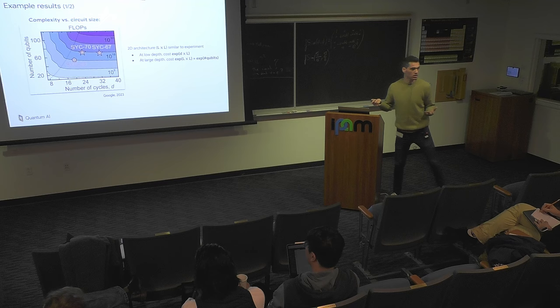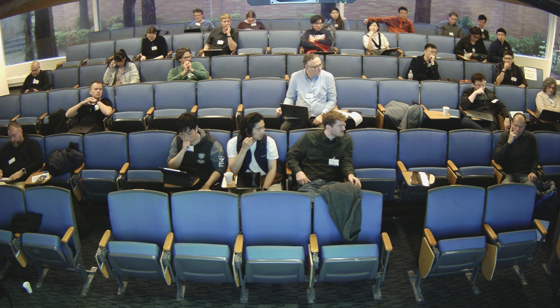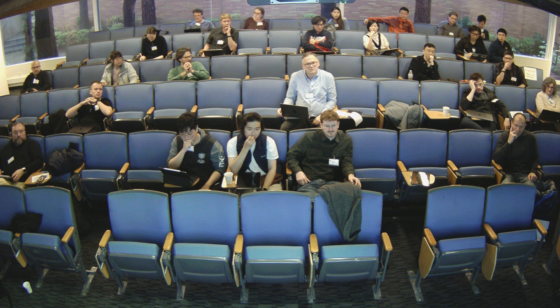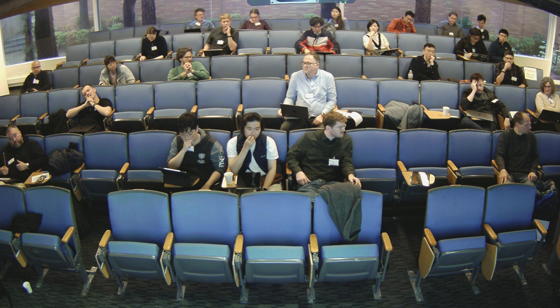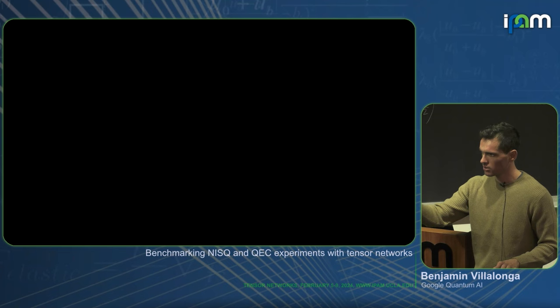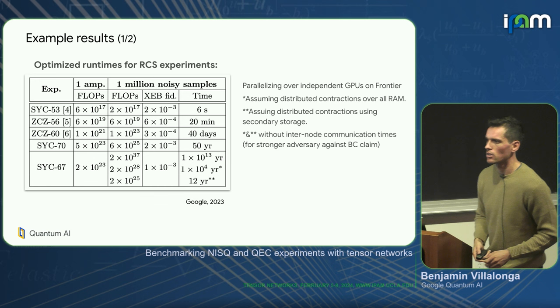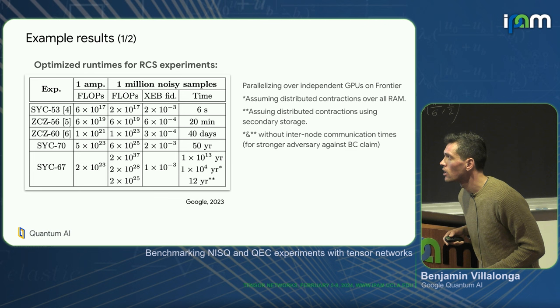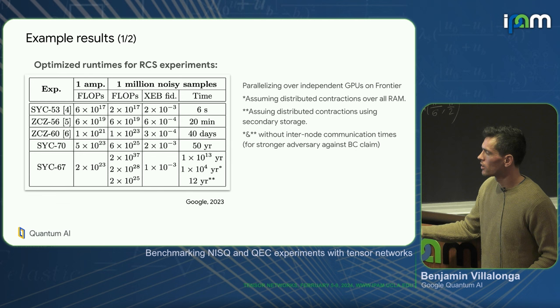Yes. So what is 50 years referring to? You claim that for the 70 qubits Sycamore, you need 50 years to simulate it, and what kind of memory constraint for that? A GPU memory constraint, so parallelizing over independent GPUs. So why is that for one amplitude, the capacity is similar, but for memory constraint, it seems like for 70 qubits the flops will be 10 to the 25, but for 67 qubits, it turns out to be 10 to the 33.